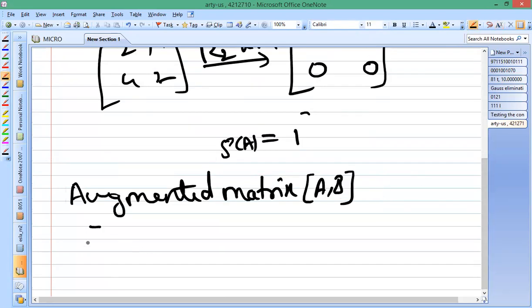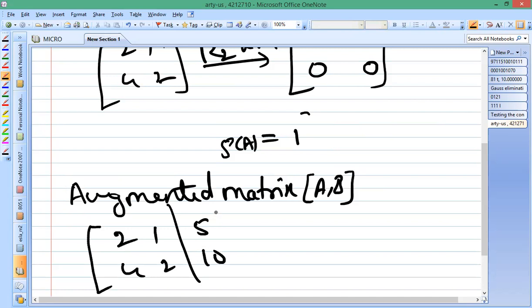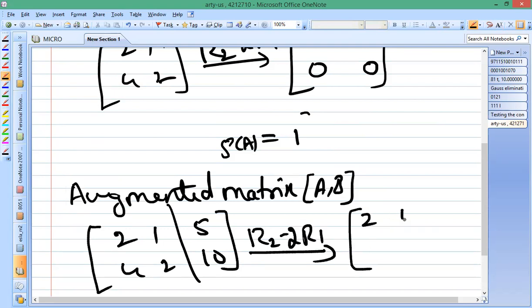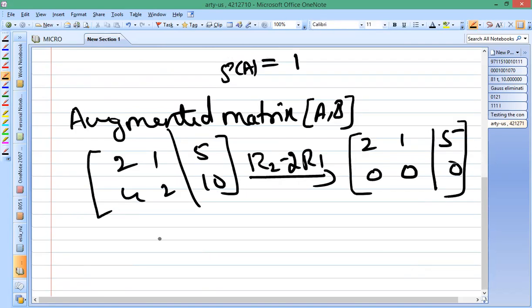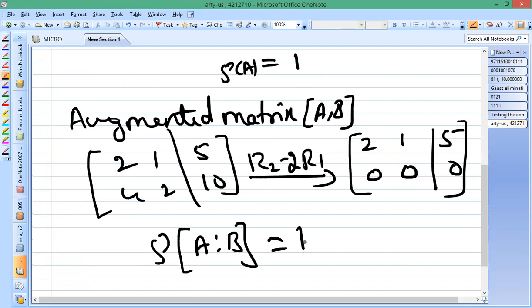So here this is 2, 1, 4, 2. Draw a vertical line, 5, 10. On this also, what do you perform? R2 minus 2 R1. So here it will result in 2, 1, 5 and 0, 0, 0. The rank of the augmented matrix here also is 1.